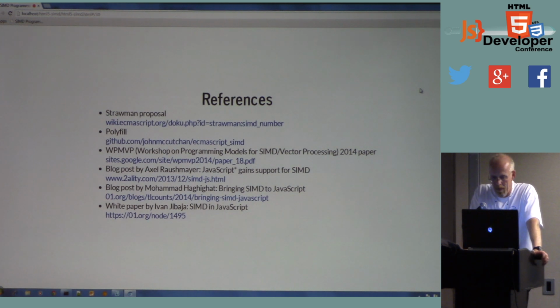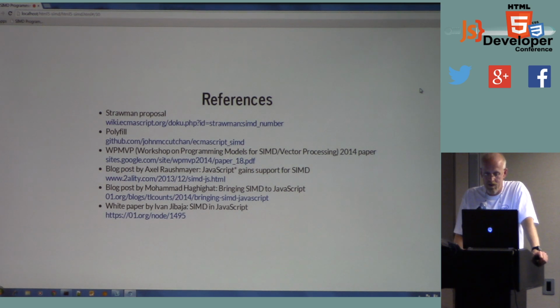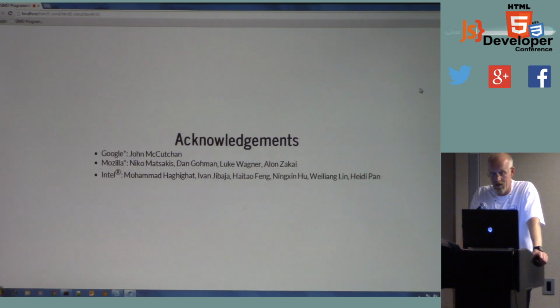The references here: there's a strawman proposal out for the ECMAScript TC39 committee. There's a polyfill, so you can actually check the functionality of your program if you use this API without having a browser that natively supports it. The performance is not going to be the greatest, but it will work. There's a paper published, and it was presented at the workshop on programming models for SIMD and vector processing in Florida earlier this year. There's a blog post by Axel Rausmeyer that talks about this and explains further. Mohammed Hagigat from Intel has written a blog post, and there's a white paper by Ivan Hibahat that's talking about more details in case you're interested.